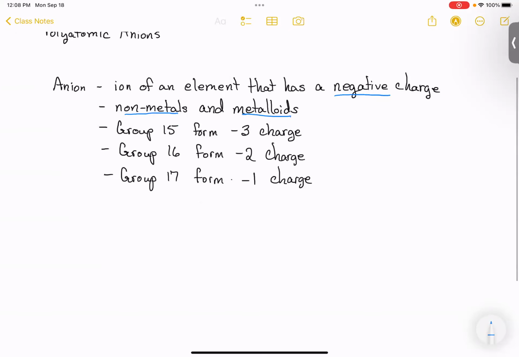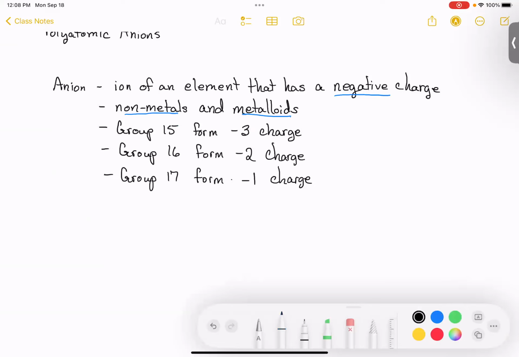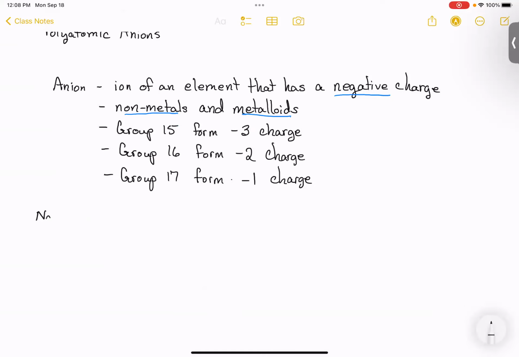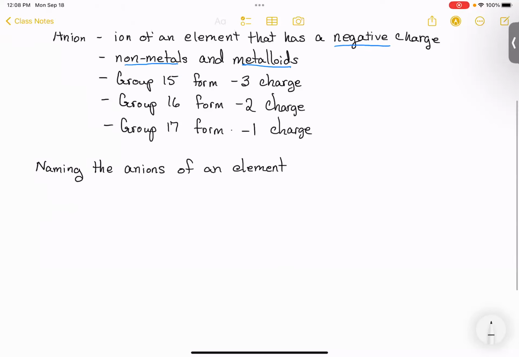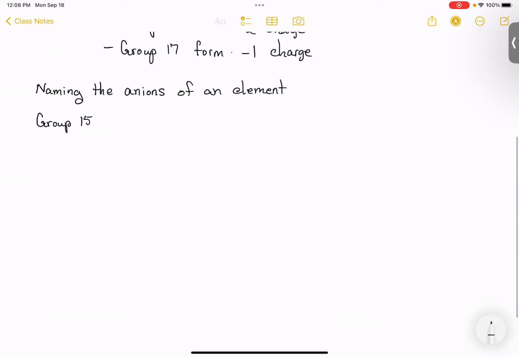Now, let's discuss naming the ions, or the anions, of an element. And I am going to do so. I'm going to write them all out so that you have them.